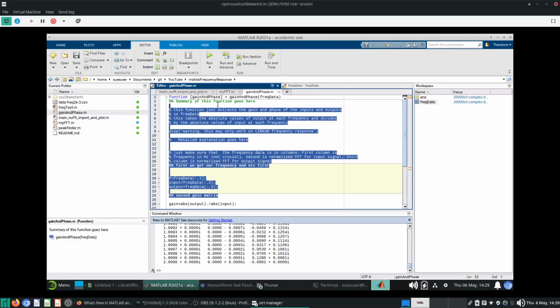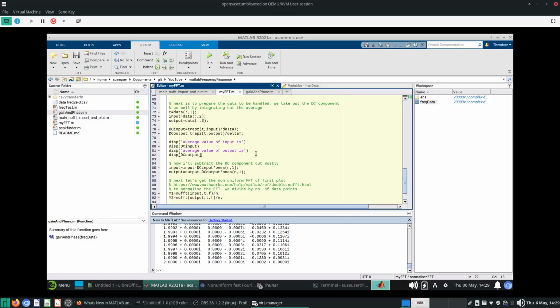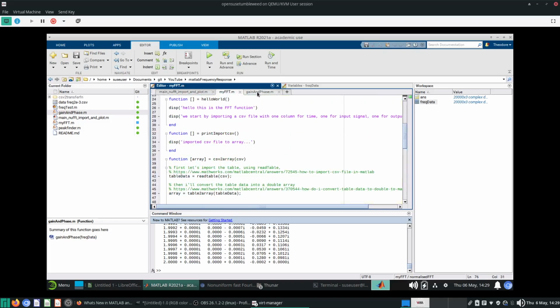Okay, so today we are going to continue where we left off. Last time I was talking about my FFT function, which I spent a lot of time trying to describe, what's going on, what's the rationale for all of this code over here. So I won't be going through that again.